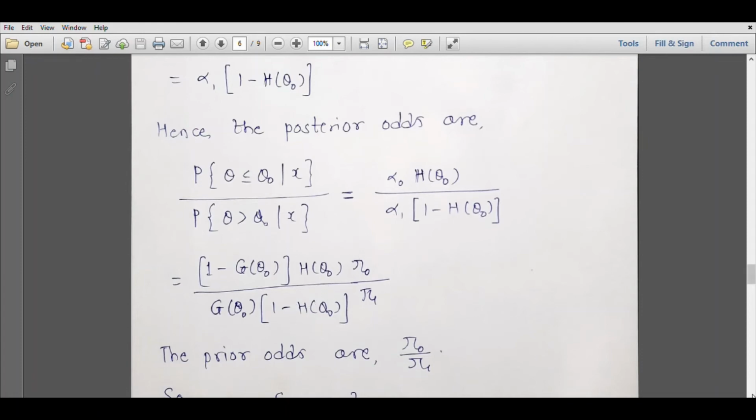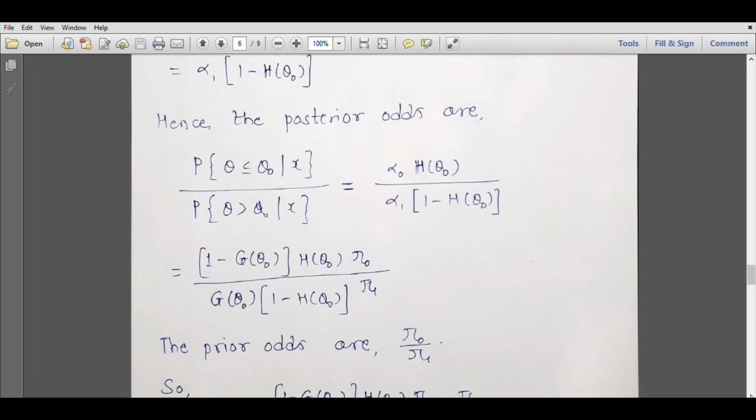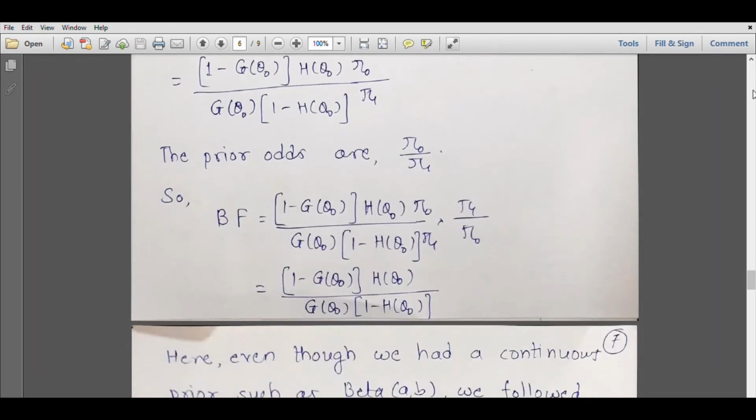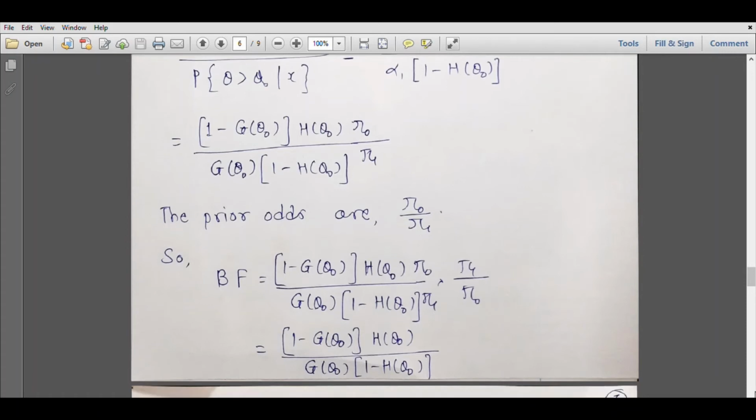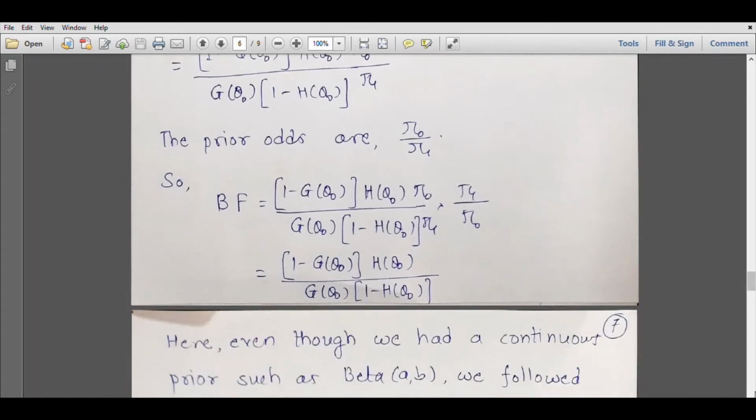Now the prior odds in favor of H naught are pi naught by pi 1. So the Bayes factor is the ratio of the two, so that this pi naught by pi 1 will get cancelled and you get this as the term, which is a lot simpler now, as a Bayes factor for testing H0 against H1.